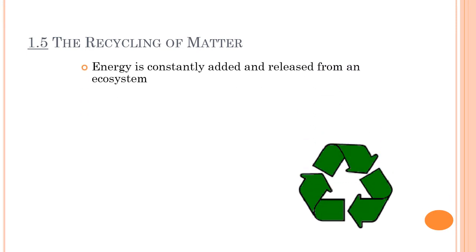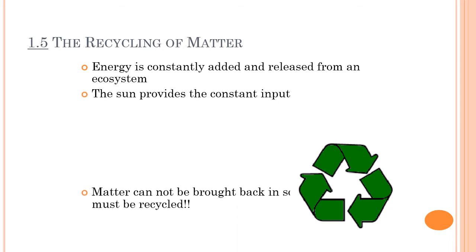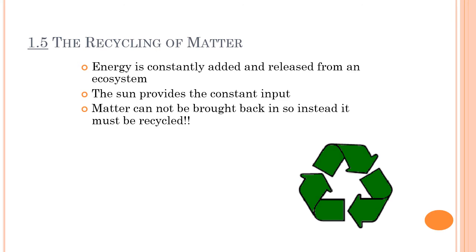ecosystems. So we have to remember energy is constantly being added by the sun and it's being released by the ecosystem through all the organisms using the energy, whether they need it to grow, whether they release it off as heat, it's always being cycled through. The sun always provides us constant input, so matter needs to be brought back from the dirt and needs to be re-put back together so it can be in a usable form.